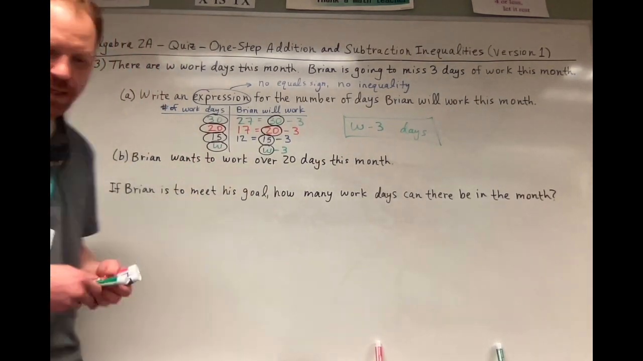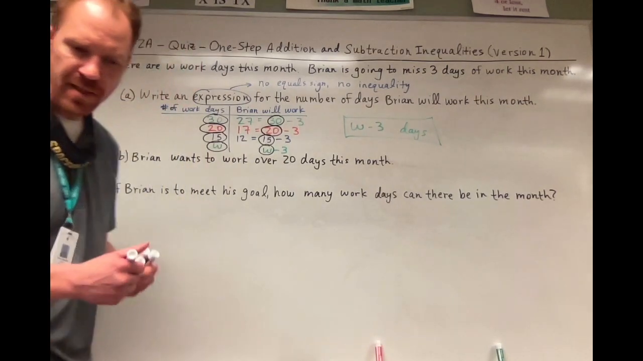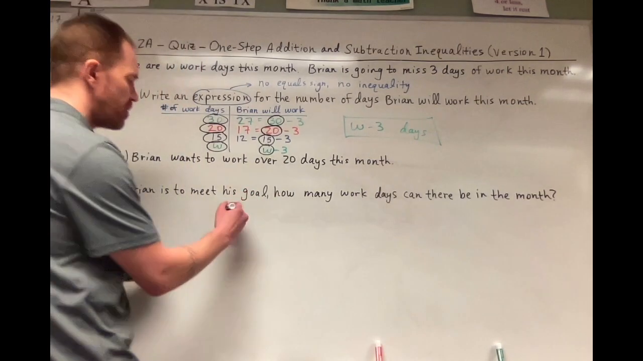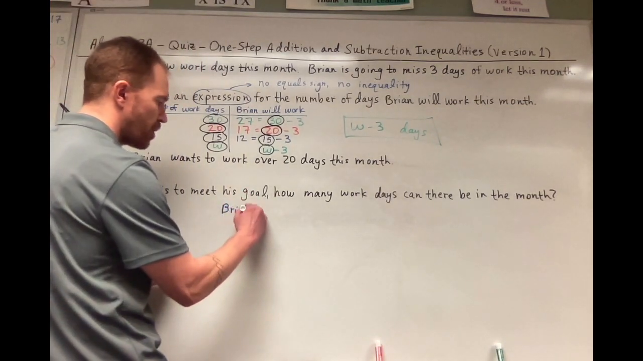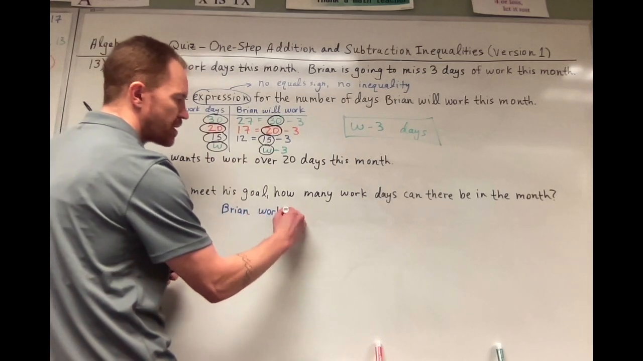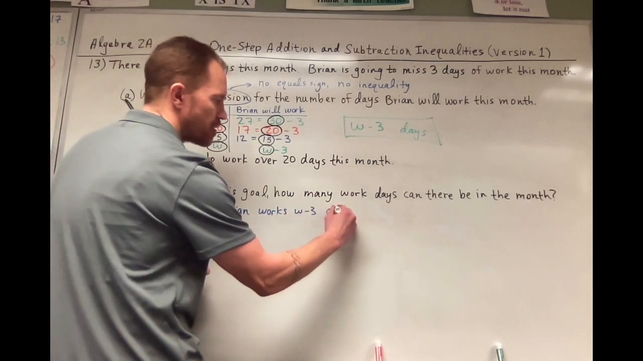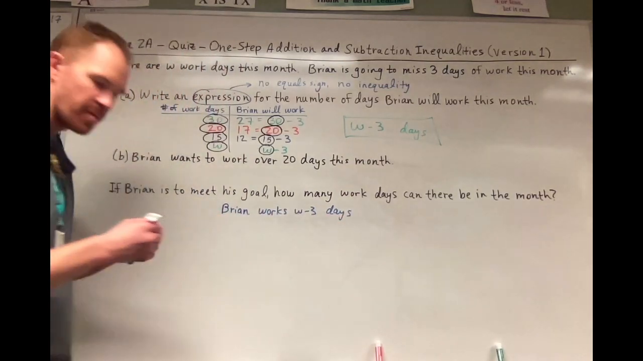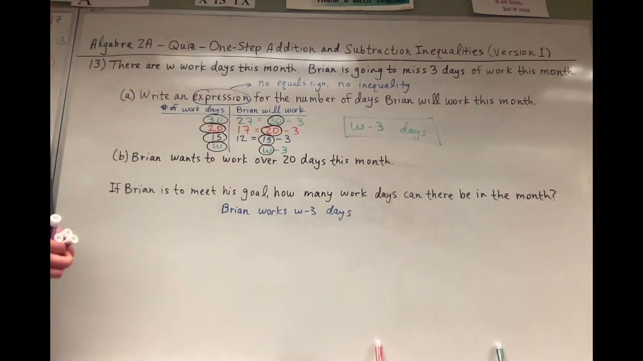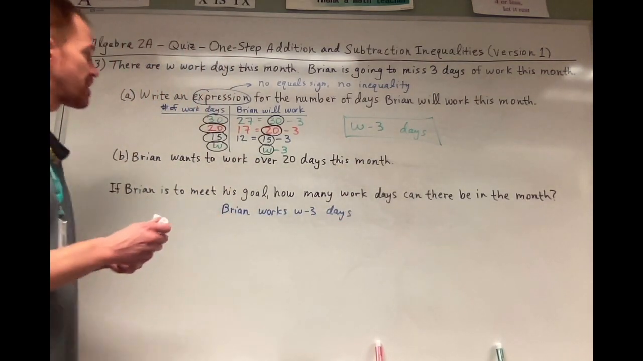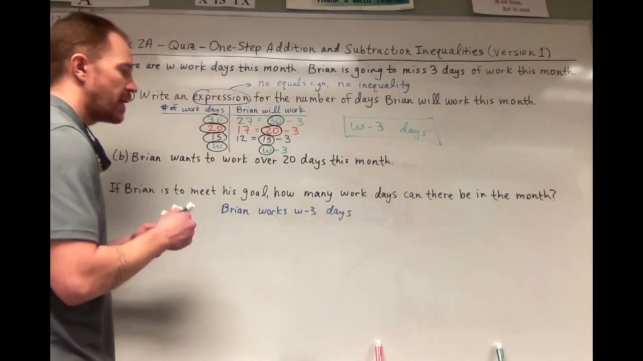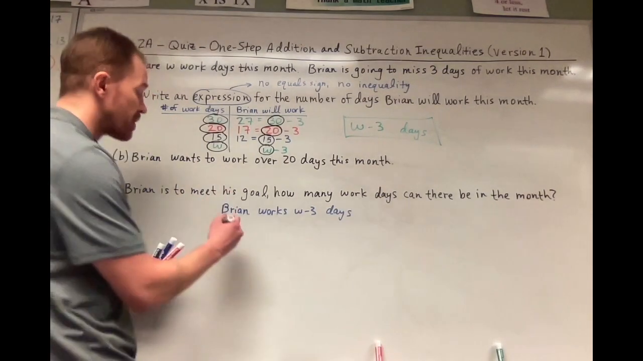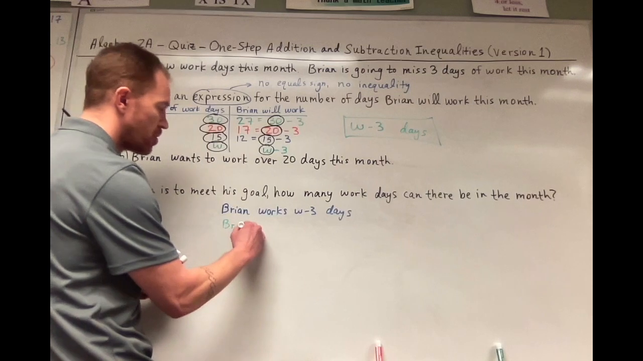So I'm going to write it this way. I'm going to say Brian works W minus 3 days. We got that from part A. Brian works W minus 3 days. That's the expression, W minus 3. Brian wants to work, I'm just going to say Brian works over 20 days.